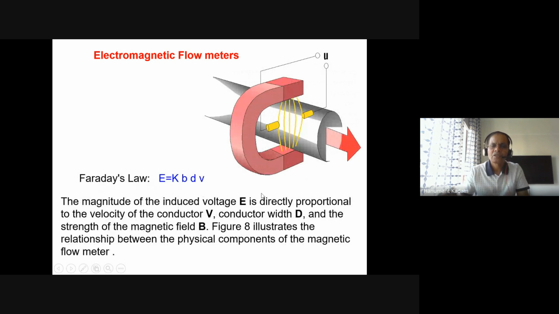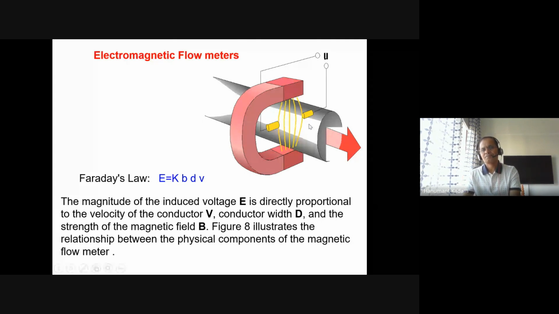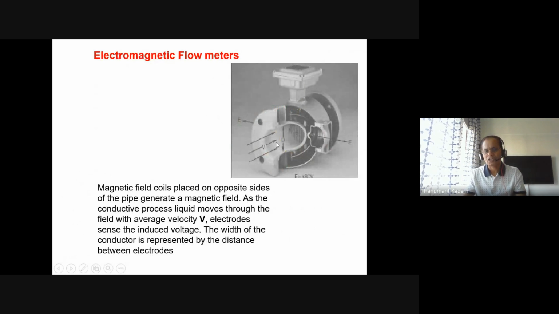So as you know, here you have D, you have a fixed magnetic field through a 110 volt supply, and then the induced voltage across the electrodes is what you are measuring. V is the processing fluid passing through this, the velocity of the conductor. So velocity V is shown, E is measured, this is the diameter D, and the magnetic field is across.